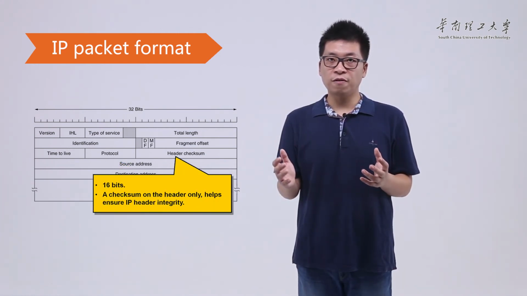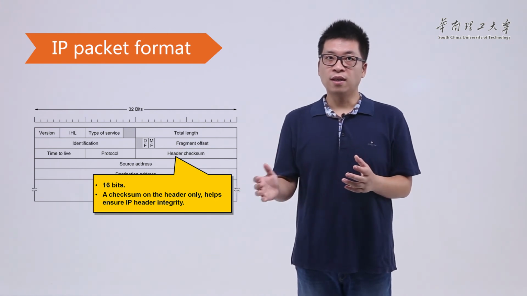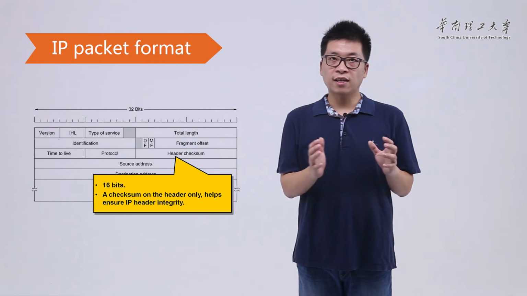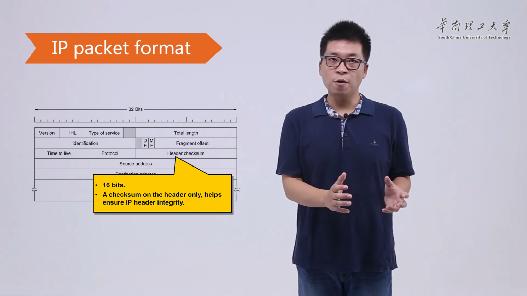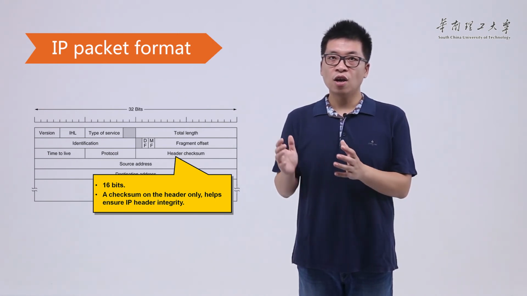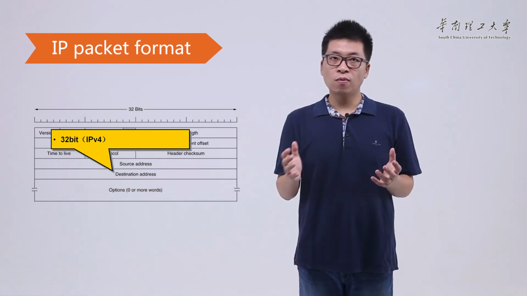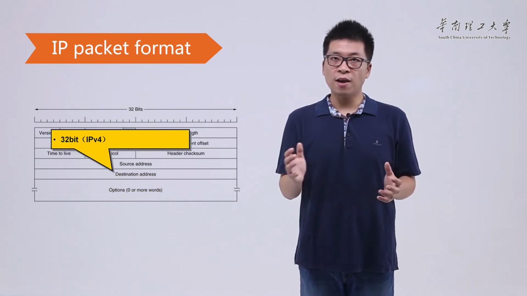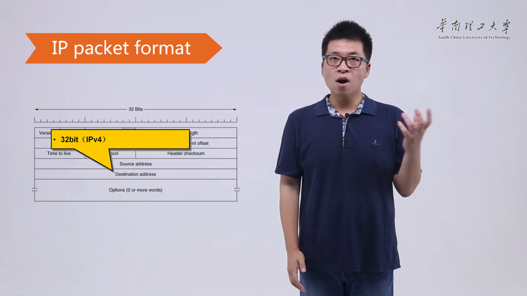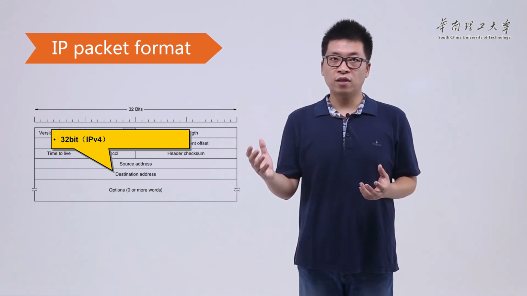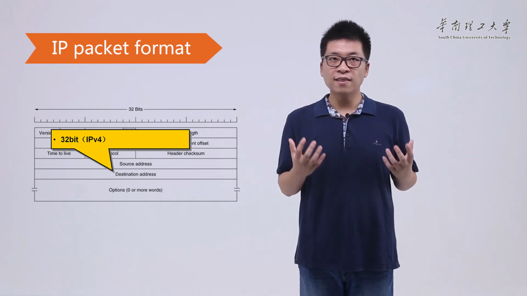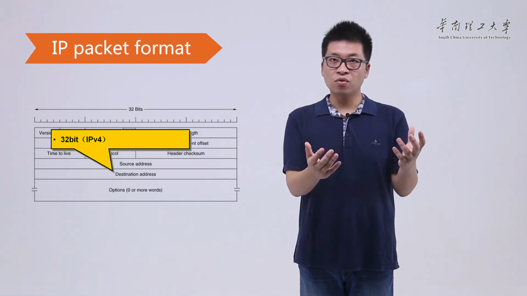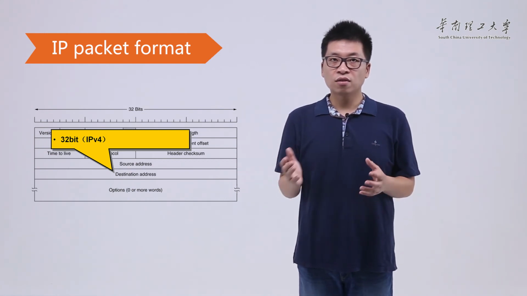The header checksum field follows the field of protocol. It takes 16 bits. It contains the checksum which is on the header only. It helps ensure the integrity of the IP header. The 4th row and the 5th row are 2 IP addresses. They are 32-bit IPv4 addresses. One is for the source, the other is for the destination. The source address is used for the receiver to send back packets, and the destination address is used for routers to find the receiver.